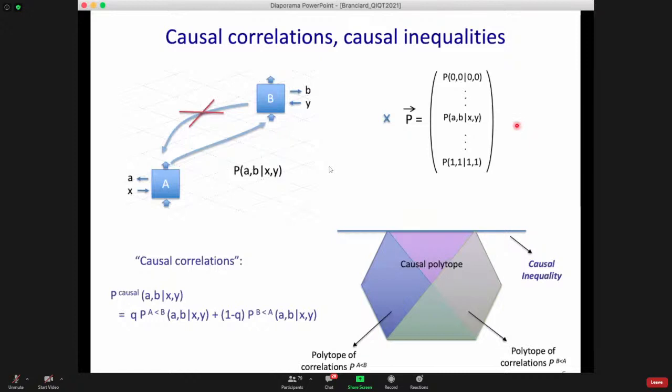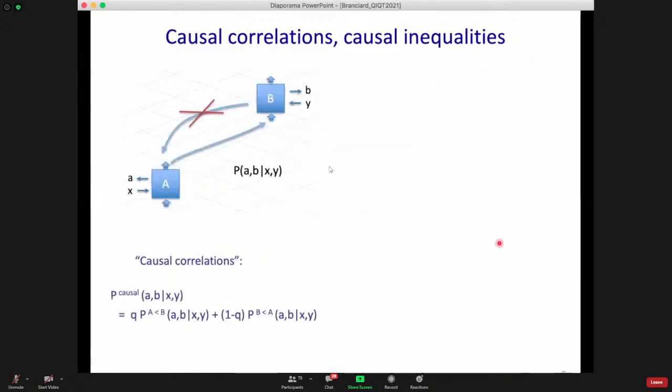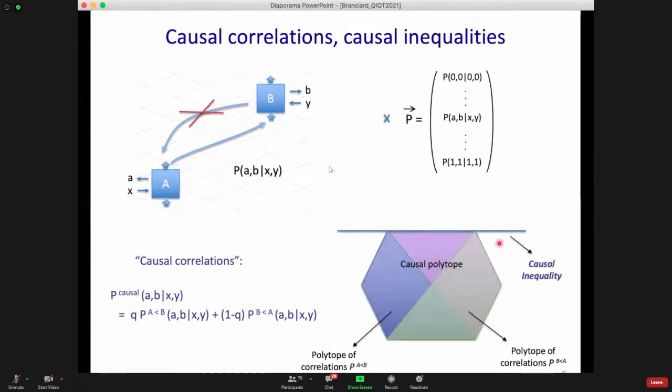And, back. Yeah. So if you look at the facets of the polytope, well, that defines the limits of those correlations that are causal. And the facets, in this sense, define causal inequalities. So causal inequalities are telling us that all causal correlations should be, in this case, below this facet. So the causal inequality that I showed before can be seen as a facet of this causal polytope.